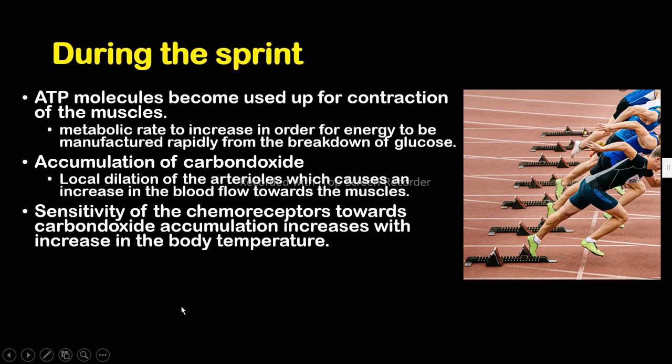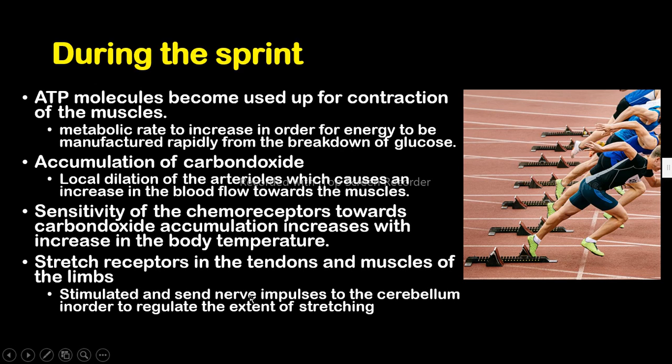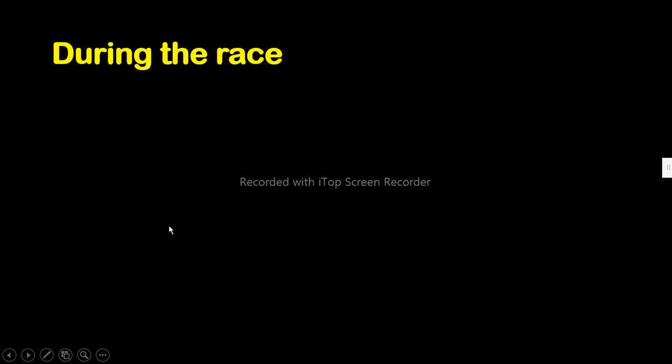Then, because of an increase in metabolism, the body temperature also increases. As you are running, under the skin you have stretch receptors. They are stimulated, and when they are stimulated, they will send the impulse to the cerebellum, which determines the extent of stretching, so that you don't overdo it, and in turn it controls the rate at which you're going to take off.